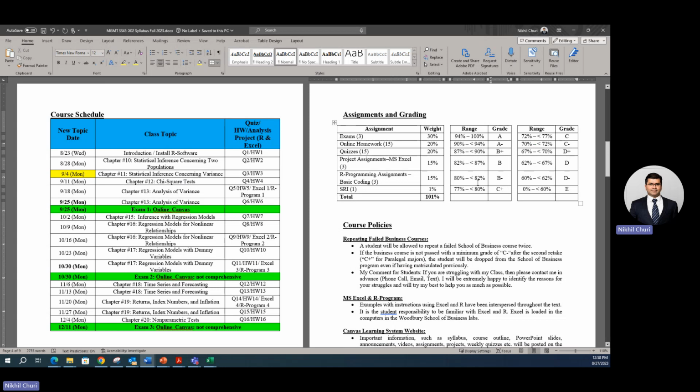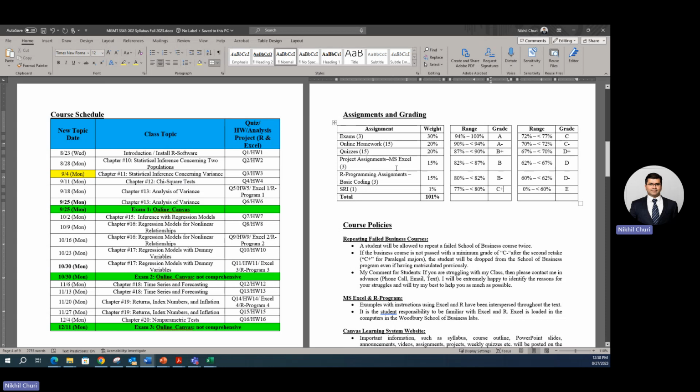That's not the case. And if you are struggling, do not hesitate. Reach out to me, either text me on my cell phone number, or message me on MS Teams, or write me an email in Canvas. I'll be happy to schedule a one-on-one call with you, which I often do every semester.